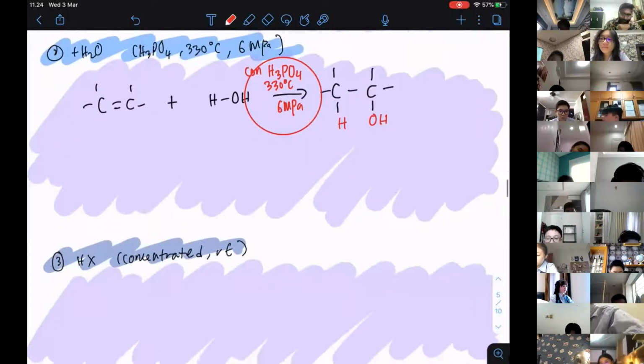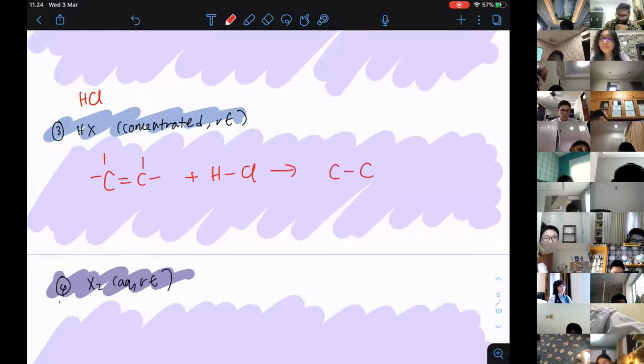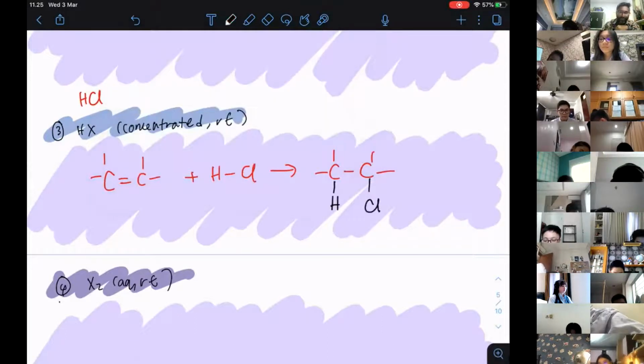Next, I'm taking as example HCl, HX, concentrated and room temperature, RT is room temperature. So if I have a carbon-carbon double bond and I react with HCl, the carbon-carbon double bond is going to be broken, and one of the H will come here, Cl will come over there. That's it. So this happens with concentrated HCl and at room temperature. So this one must be memorized.